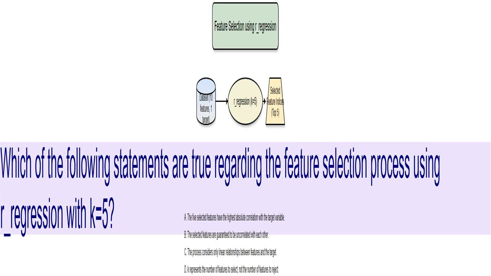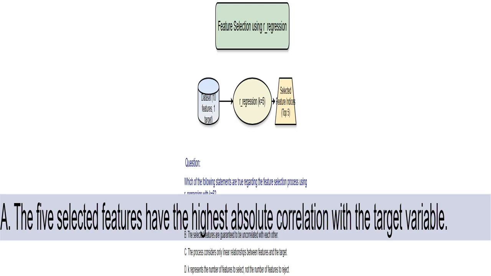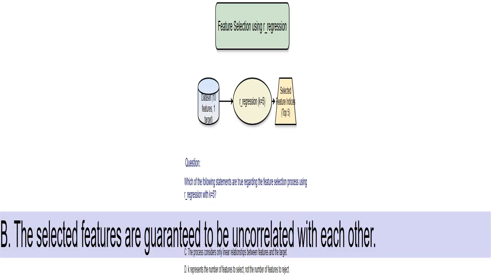I need to figure out which statements about how r_regression works are correct. This statement says the 5 features I selected are the ones that have the strongest relationship with the target variable in the dataset. This statement says the features I selected will not be related to one another.